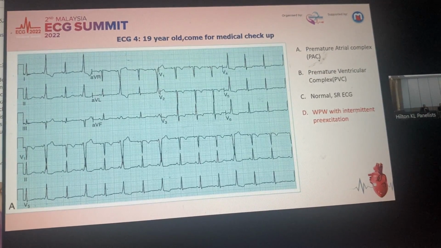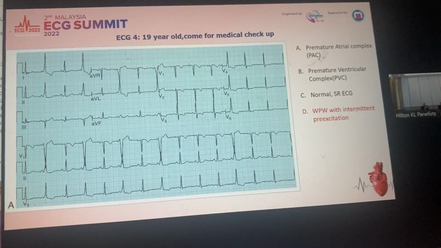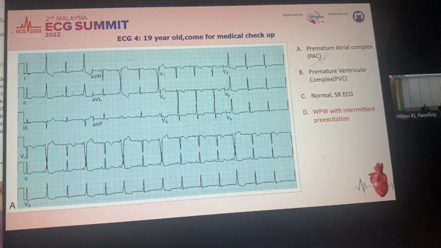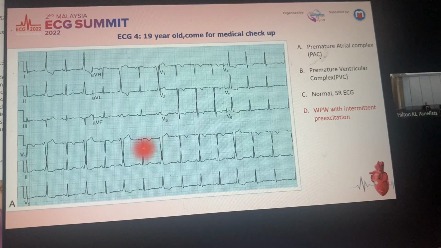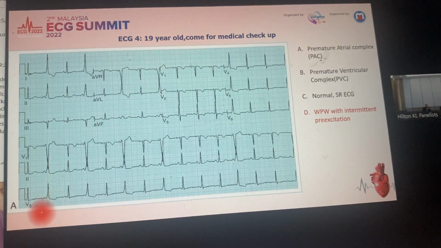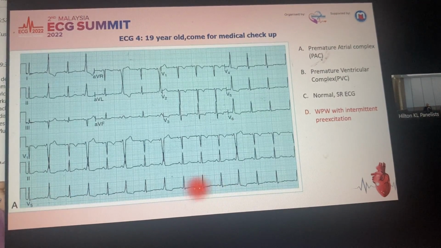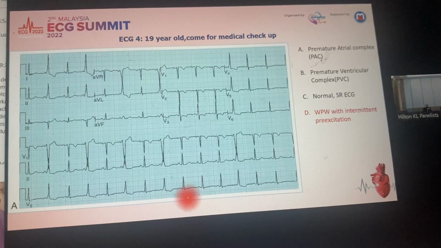ECG number 4, a 19-year-old, comes for a medical checkup. This patient is asymptomatic. So what you can see here, look at lead V5 or lead 2. You can see the QRS complex is a little bit different. The rate is normal.